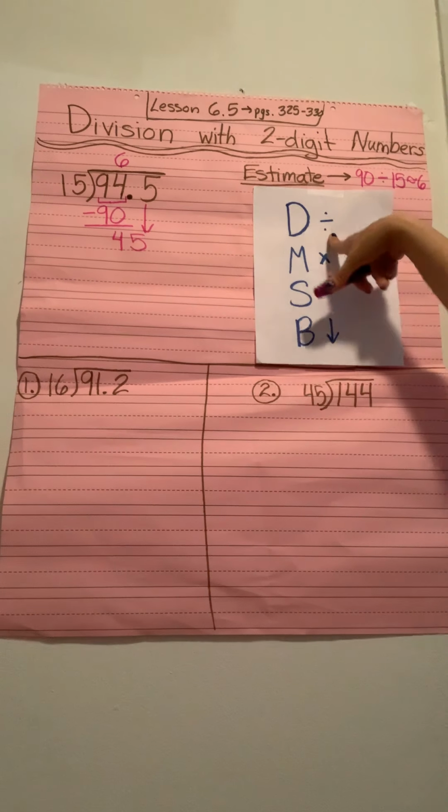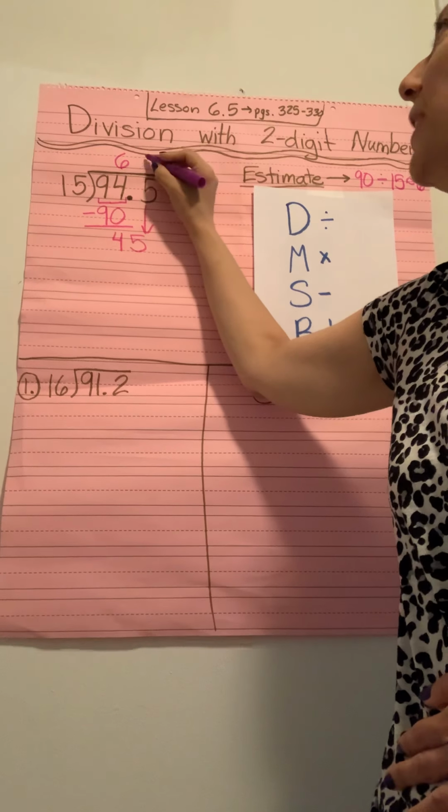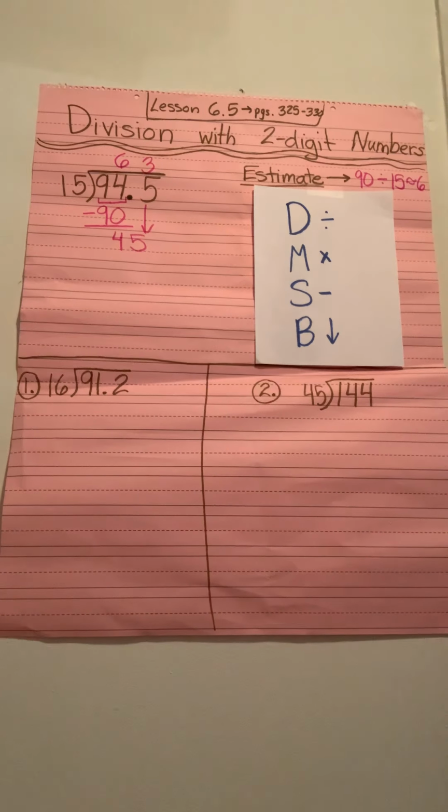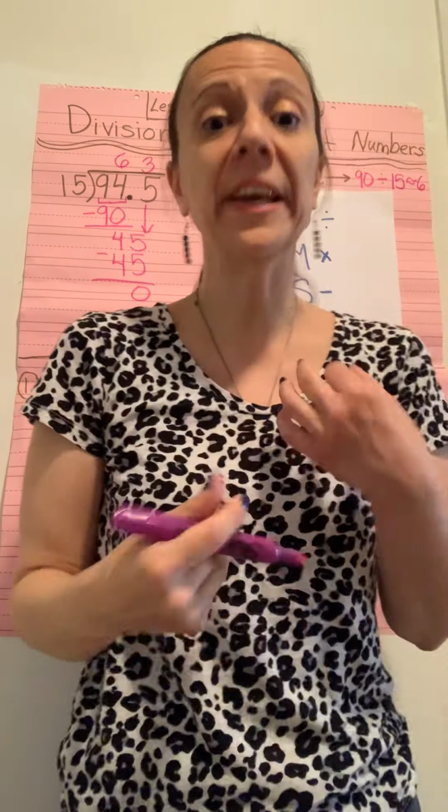45, back up to the top in my steps, 45 divided by 15 is 3. Because 2 15s is 30, another 15 would be 45. So now I multiply 3 times 15. That uses up all 45. When I subtract, I get 0. Now there's nothing else to bring down. There's no other digits. And I do not have a remainder. So my work here is done except to place the decimal point.